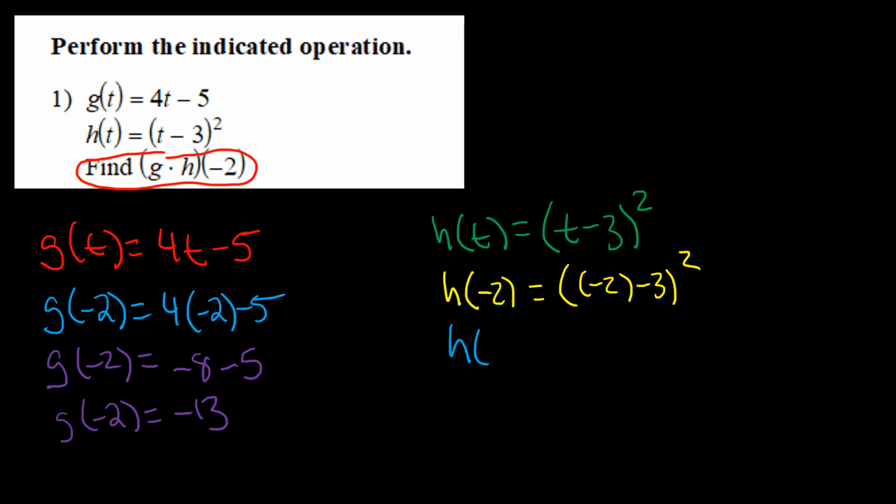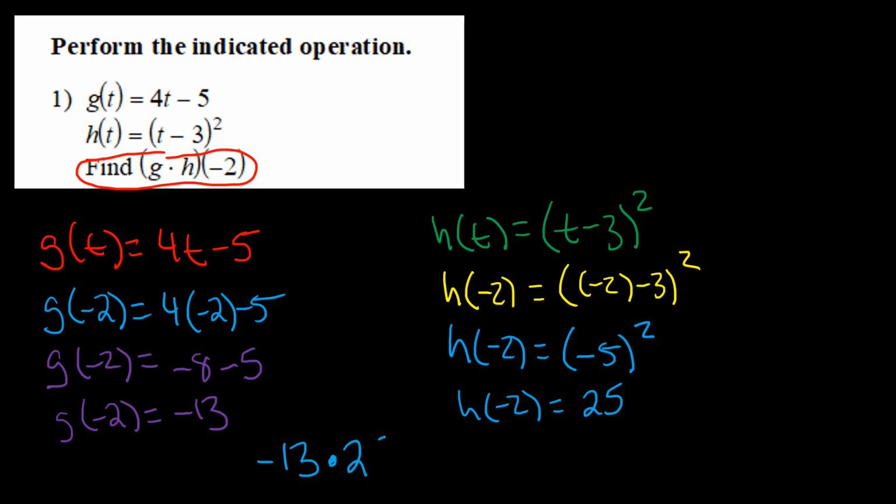Our next part is h of negative 2 equals, well, we're going to end up doing negative 2 minus 3, which is negative 5, squared, which ends up being 25. Then what we need to do is the operation where we do g times h. In other words, we're doing negative 13 times 25. You're not expected to know how to do this in your head, but you definitely want to have that practice of pulling up the calculator in Desmos. And you end up getting that the answer to this is negative 325.